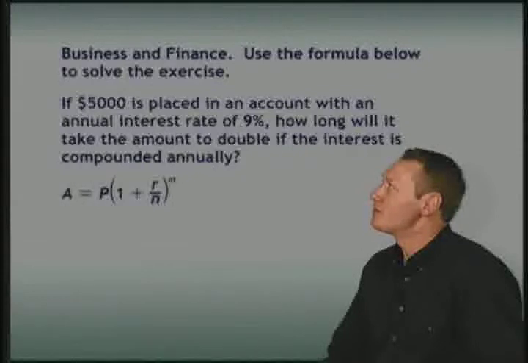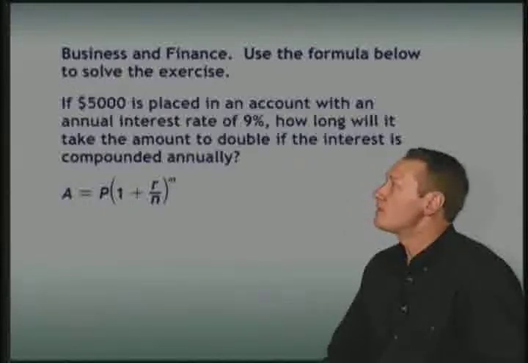Use the formula below to solve the exercise. If $5,000 is placed in an account with an annual interest rate of 9%, how long will it take the amount to double if the interest is compounded annually? A equals capital P times 1 plus R over N, all raised to the NT.